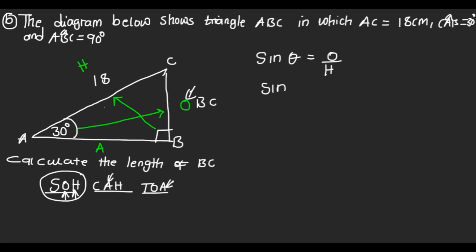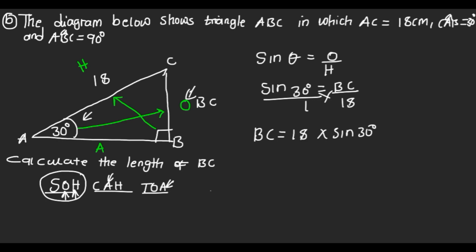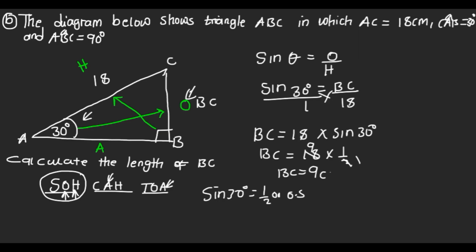Now sine 30 is our angle. Opposite is what we are looking for, BC, over hypotenuse, which is 18. So over 1 we cross multiply. BC times 1 is just BC. Then here we have 18 times sine 30. What is sine 30 according to the special angles? Sine 30 is equal to half or 0.5. So BC is equal to 18 times a half. 2 into 18 is 9, 9 times 1. So our BC is 9 centimeters.